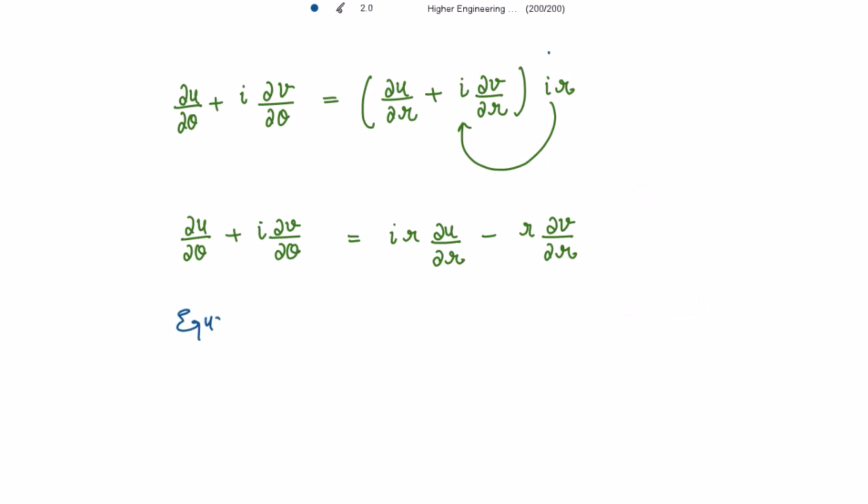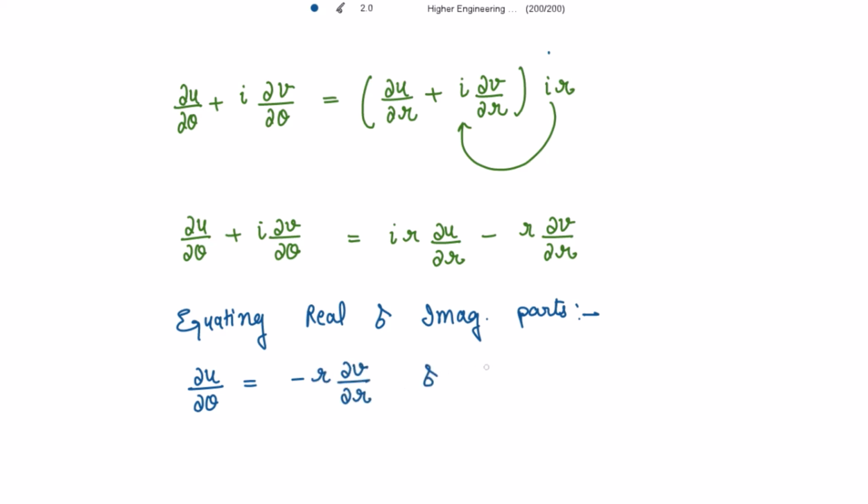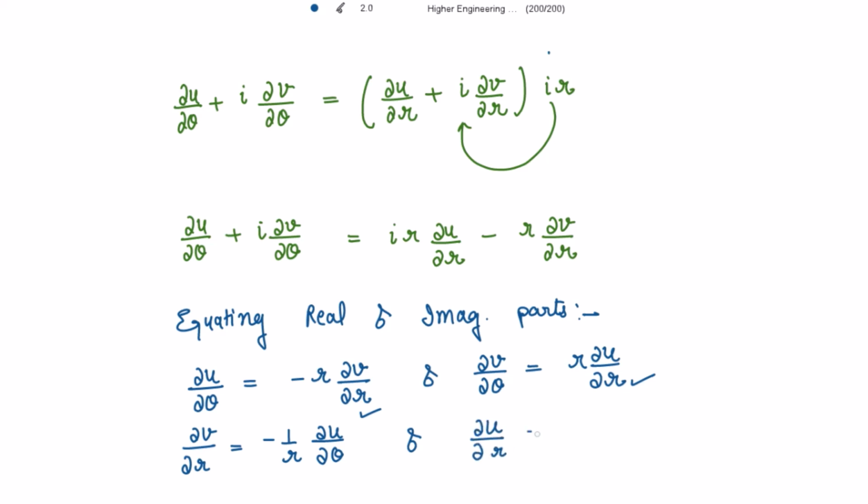And now equating the real and imaginary parts, we get partial derivative of u with respect to theta to be equal to minus r partial derivative of v with respect to r, and partial derivative of v with respect to theta to be equal to r partial derivative of u with respect to r. Or we can also write them as, if I need to write this first, then I write partial derivative of v with respect to r to be equal to minus 1 by r partial derivative of u with respect to theta. And from here I can write partial derivative of u with respect to r to be equal to 1 divided by r partial derivative of v with respect to theta.